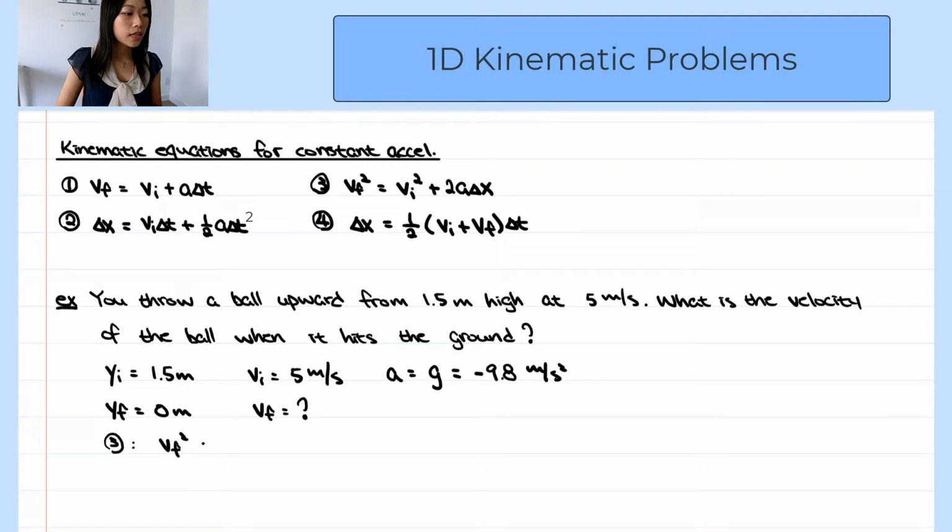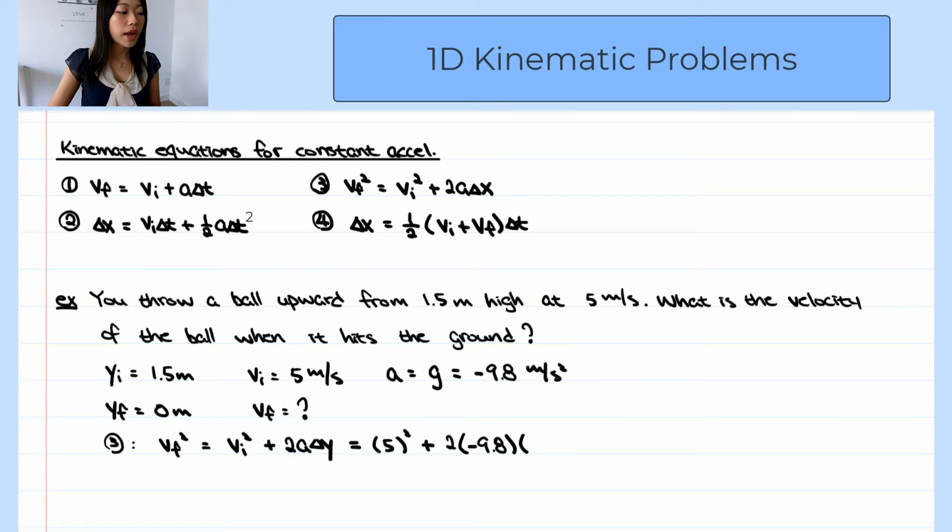Final velocity squared equals initial velocity squared plus 2 times acceleration times delta y. We substitute the knowns. Initial velocity is 5, so 5 squared plus 2 times acceleration, which is negative 9.8, times delta y. And delta y is final position minus initial position, that is 0 minus 1.5, which equals 25 plus 29.4. That is 54.4.